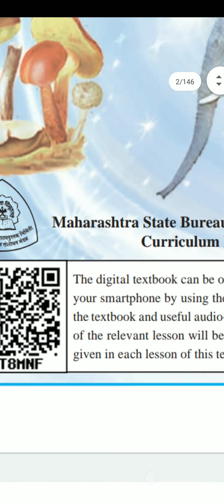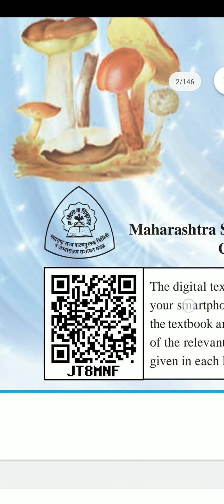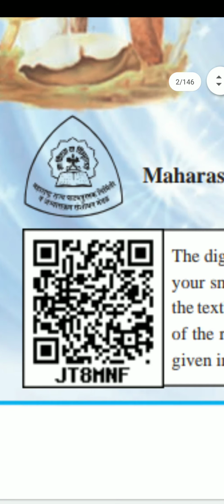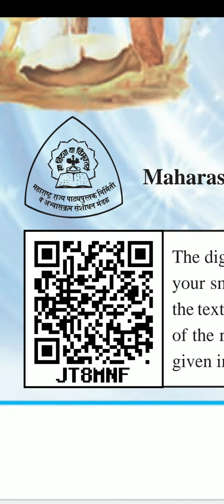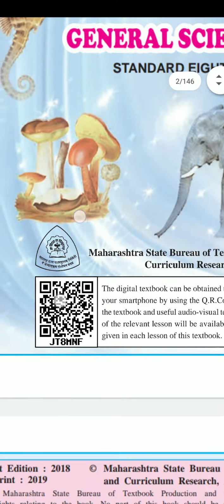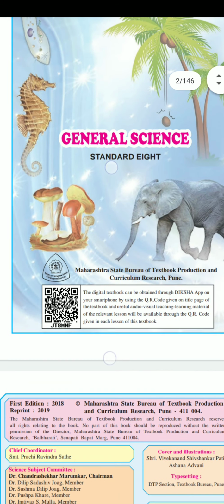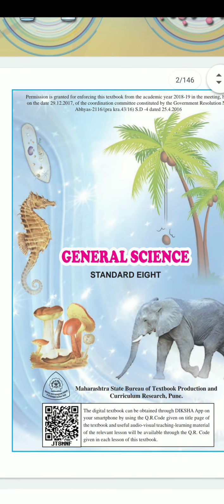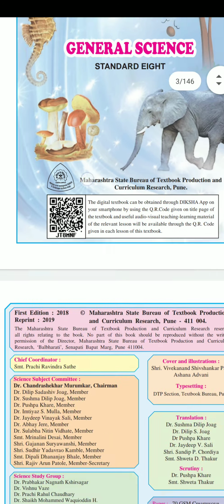Below this you will see a QR code. If you scan this QR code, you will get the contents of our textbook, and the whole textbook is present in this QR code. Such QR codes are present below each and every lesson, and they help you to see videos related to that particular lesson.